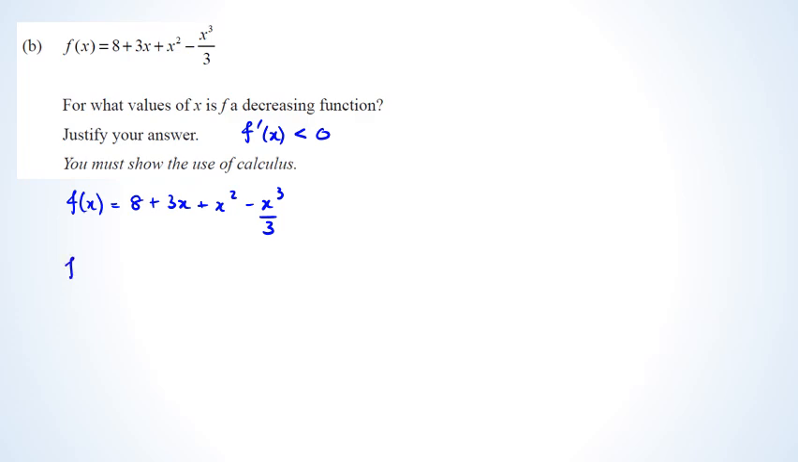So when I differentiate this, I'm going to get f dash of x equals 8 becomes 0, 3x is 3, x squared is 2x, minus x cubed over 3 would become minus 3x squared over 3. And of course the 3s cancel out, and what I'm left with is 3 plus 2x minus x squared. This is what f dash of x is.